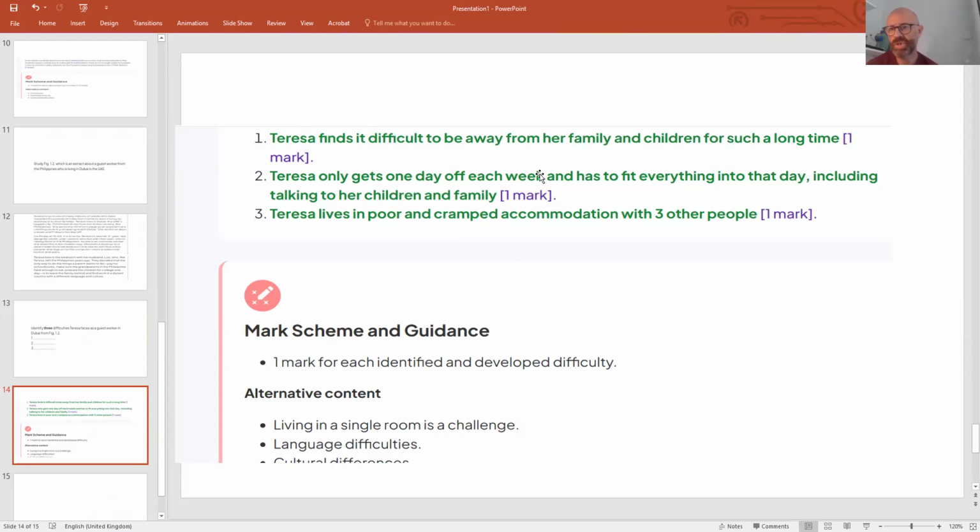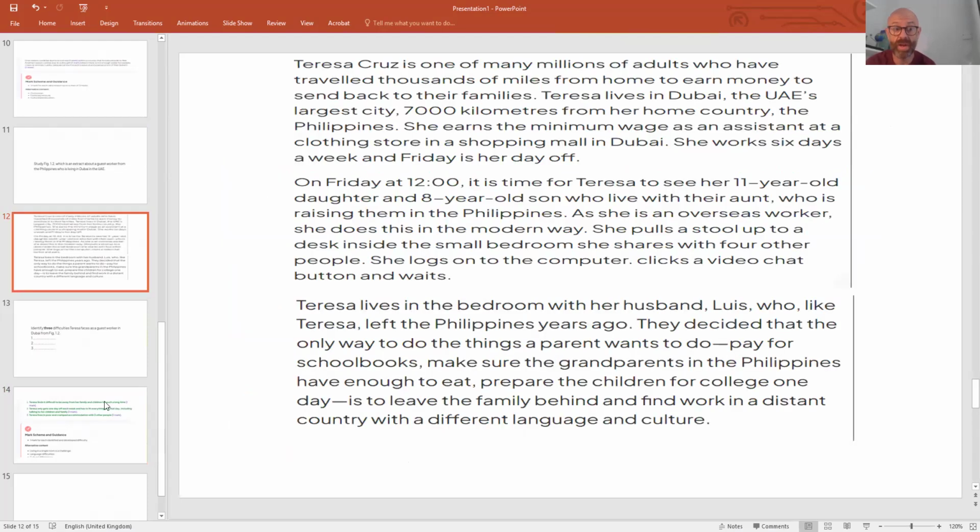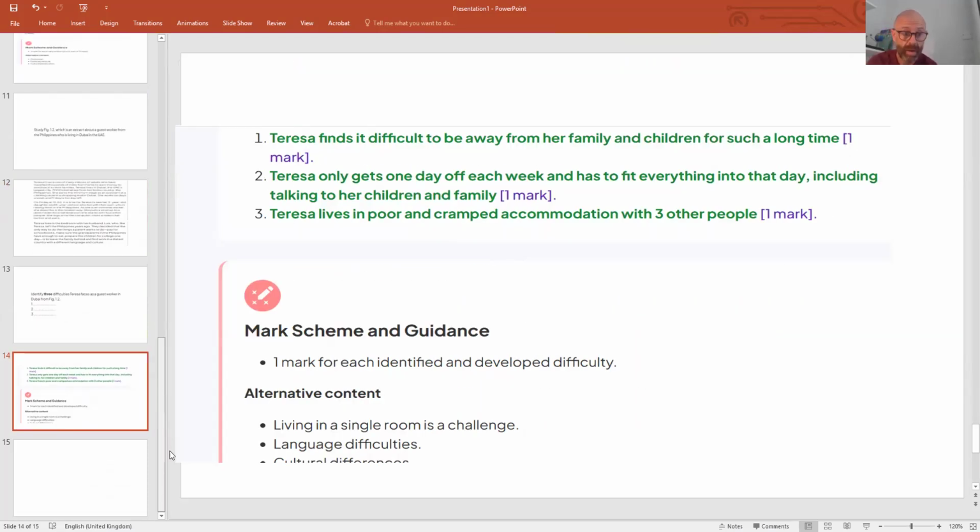She's saving money and she's there to work to earn money. She lives in poor, rubbish accommodation with three other people. Doesn't have much of a life. She's giving up her life for her children. It's all in the narrative, guys. It's all written there. You haven't even got to make it up.